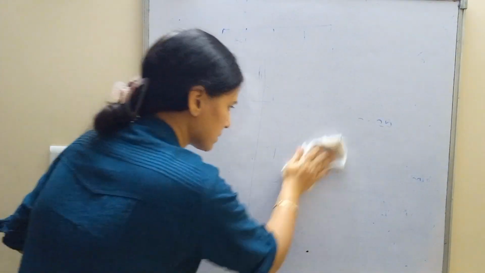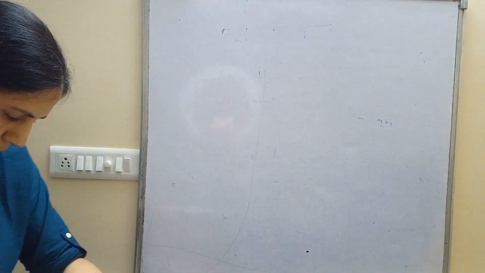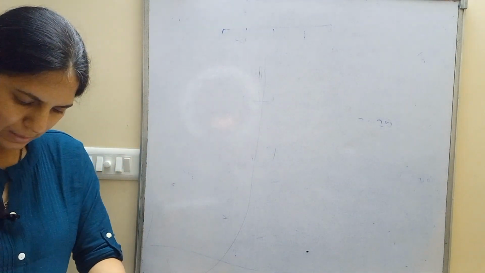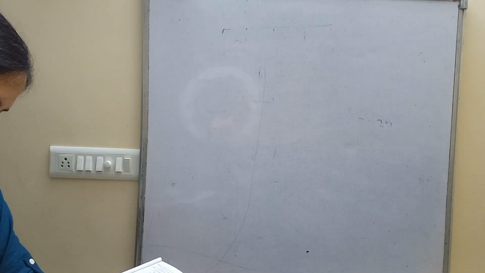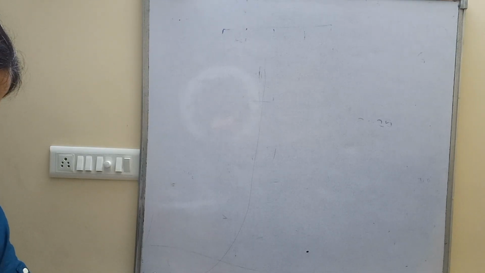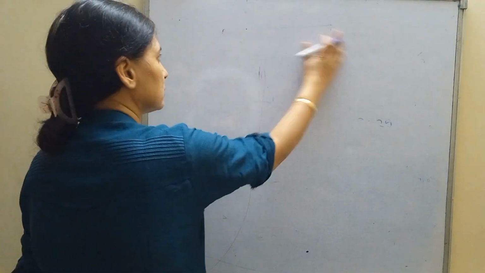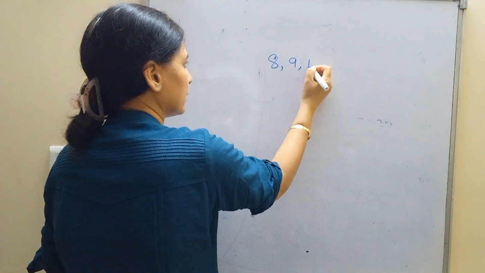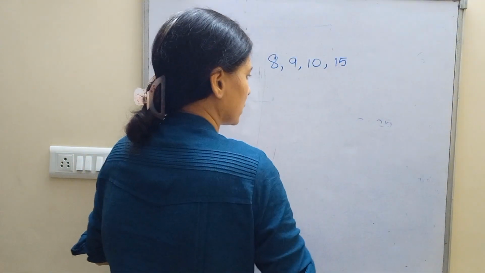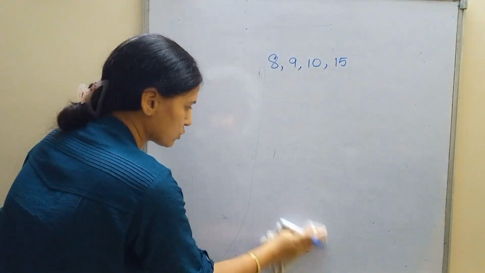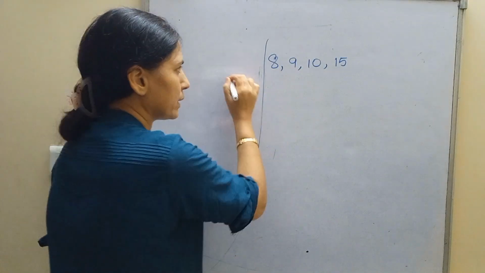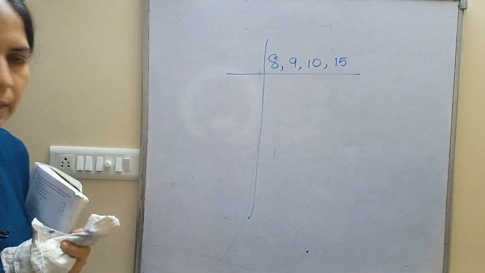Now my next sum is, find the least square number which is exactly divisible by 8, 9, 10 and 15. Which is divisible by 8, 9, 10 and 15. The number has to be divisible by all these. Okay, least, and it has to be a square number. Let's go ahead with the same technique, factor technique.